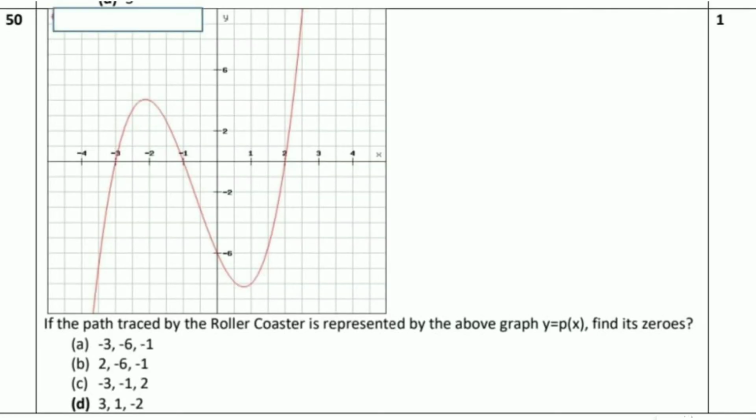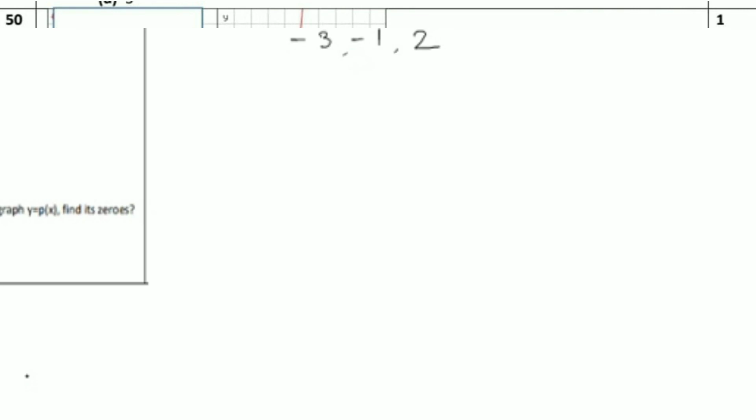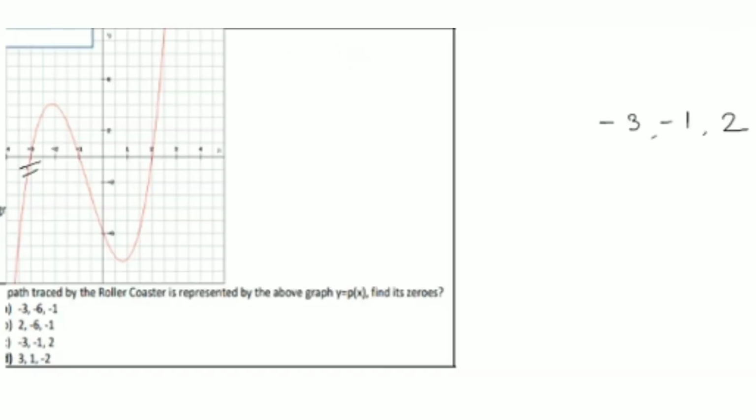And in the last problem there is a graph, and what is the question? If the path traced by the roller coaster is represented by the above graph y = p(x), find the zeros. And the zeros are, here it is -3, here it is -1, and here it is 2. So the zeros are -3, -1 and 2. So which option will be the right? Option C will be the right answer.